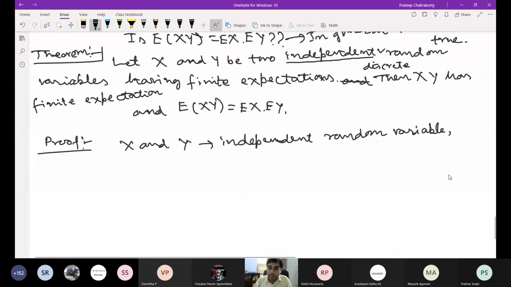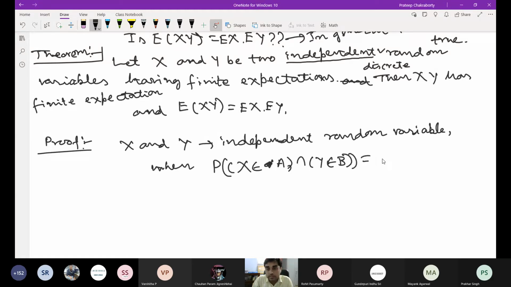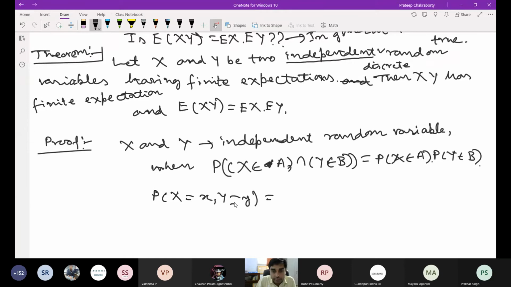So X and Y are independent random variables when, for the discrete case, P of X belongs to A intersection Y belongs to B, for any two events, is equal to P of X belongs to A into P of Y belongs to B. In particular, P of X is equal to x, Y is equal to y will be P of X is equal to x into P of Y is equal to y.